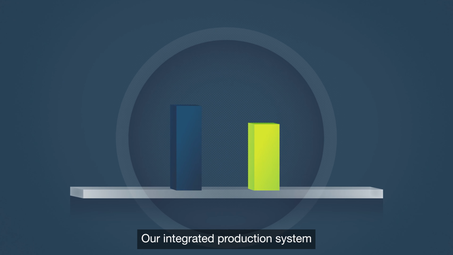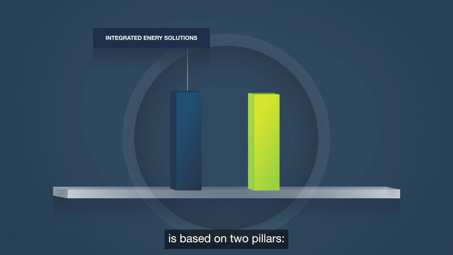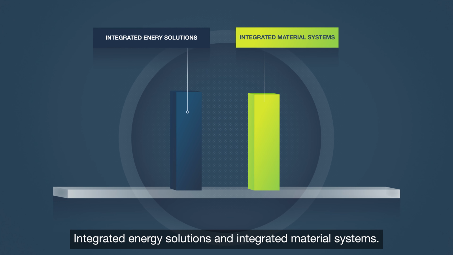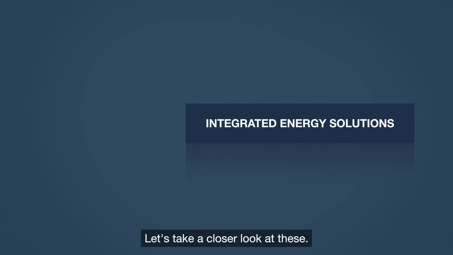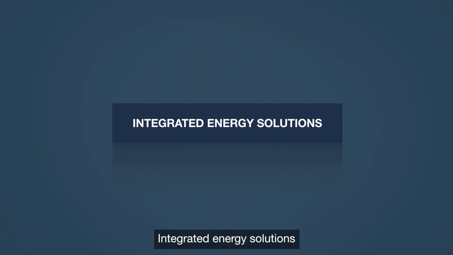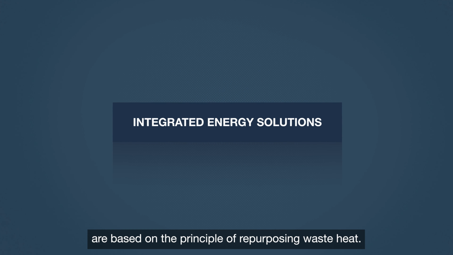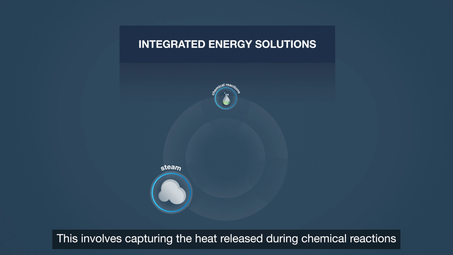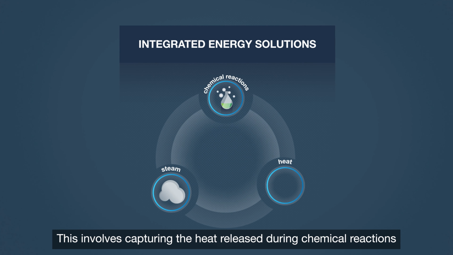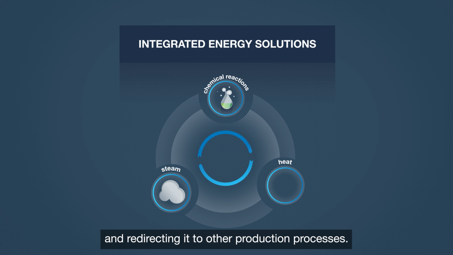Our integrated production system is based on two pillars: integrated energy solutions and integrated material systems. Let's take a closer look at these. Integrated energy solutions are based on the principle of repurposing waste heat. This involves capturing the heat released during chemical reactions and redirecting it to other production processes.